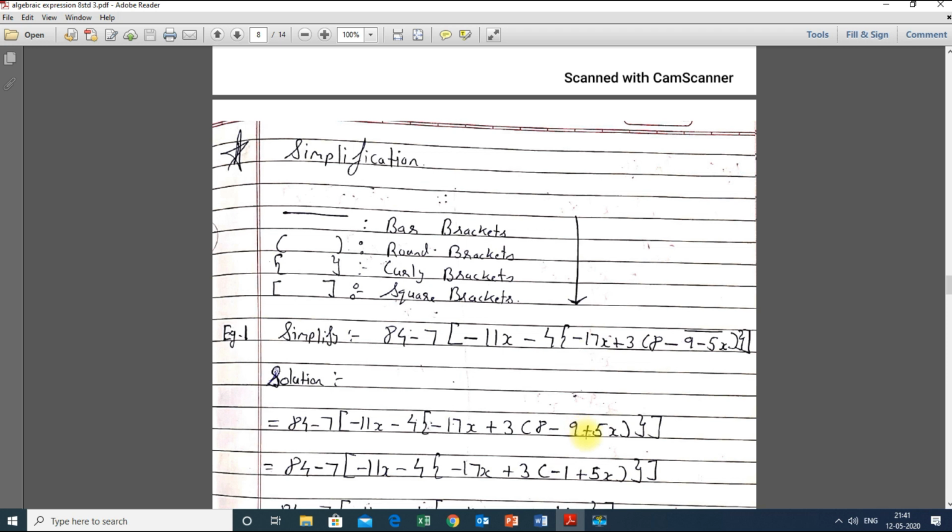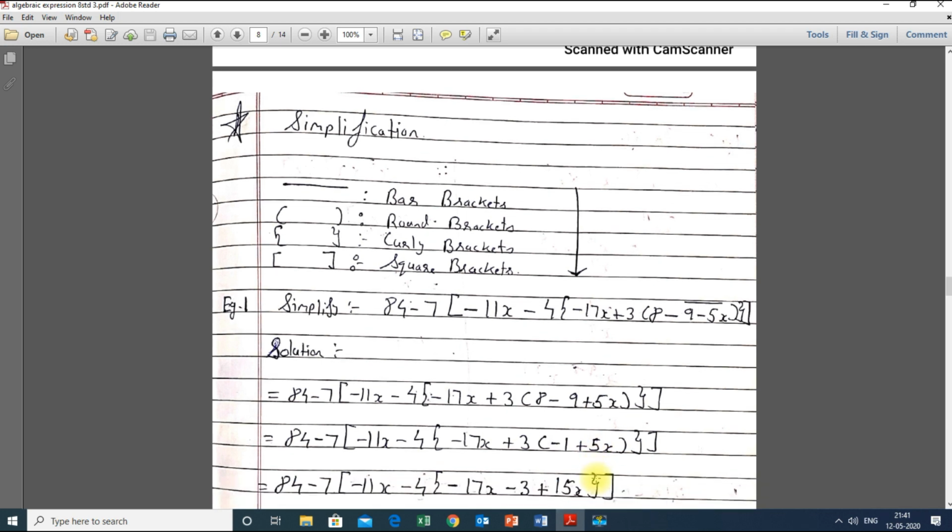Now second we have to solve the round bracket. So here there is a round bracket from here to here. Can I solve something? Yeah, I can solve something over here. 8 minus 9 I can solve as minus 1, therefore minus 1 over here, and plus 5x as it is. This is minus 1 plus 5x. Now I'm not changing the other part. You can see the other part of the question I'm not changing at all.